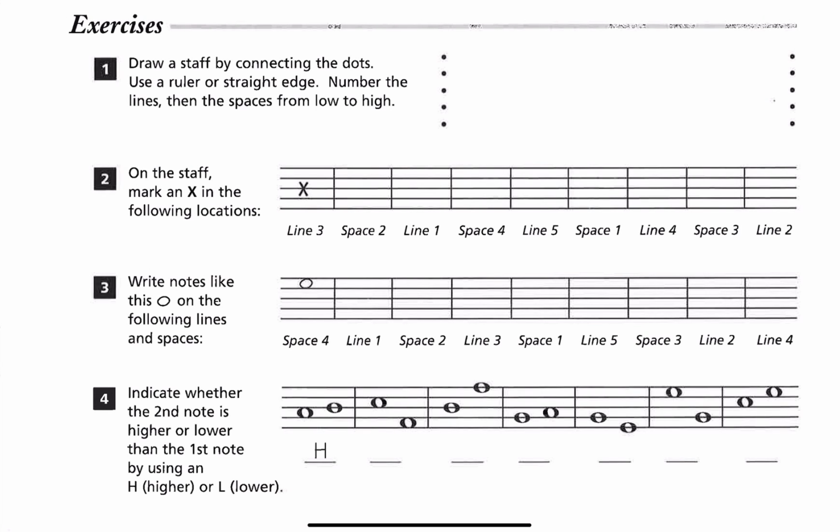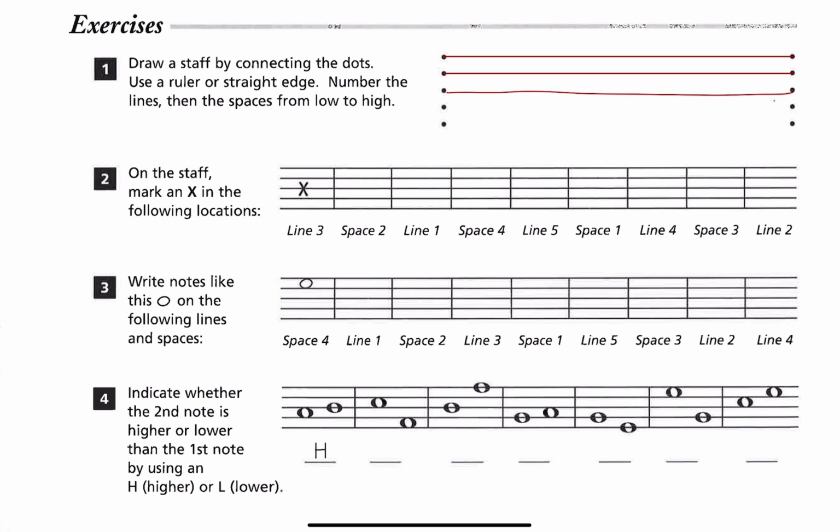All right, this is the corrections video for lesson 1 of Alfred's Essentials of Music Theory. We're going to start by reading our instructions. Draw a staff by connecting the dots. If you didn't have a ruler or a straight edge, that's okay. Just make sure that the lines are straight-ish and that we're connecting the dots.